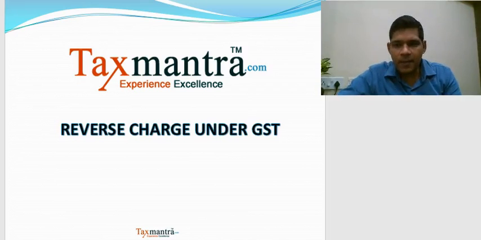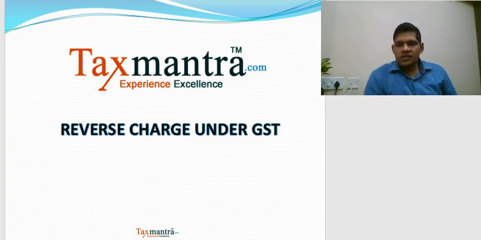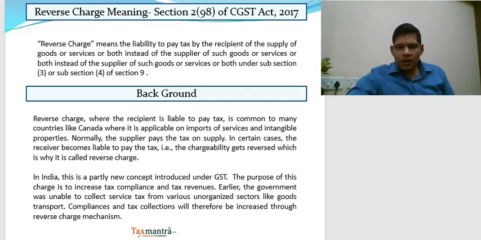Hi friends, welcome back. Today we will discuss the latest updates and notifications with regard to the reverse charge under GST, and we will get into the details of the reverse charge provision under GST, and also understand what things a business or a professional needs to do to do proper compliance of GST. So let's start.